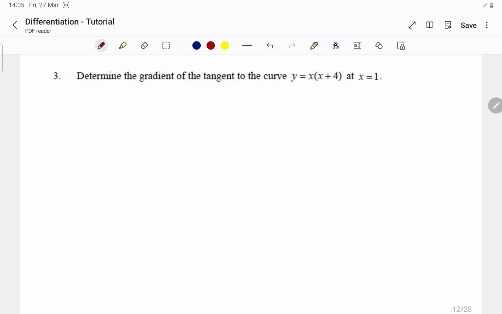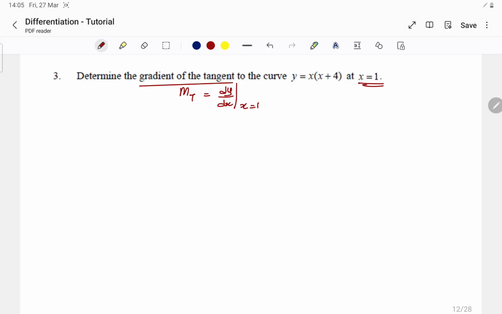Determine the gradient of tangent when y is equal to x(x plus 4) at x equal to 1. Remember gradient of tangent? We have mt. So how to find mt? We differentiate first, dy/dx, and then we substitute the value of x inside. So what value of x? x is equal to 1.